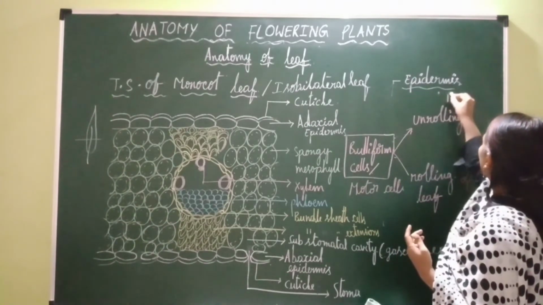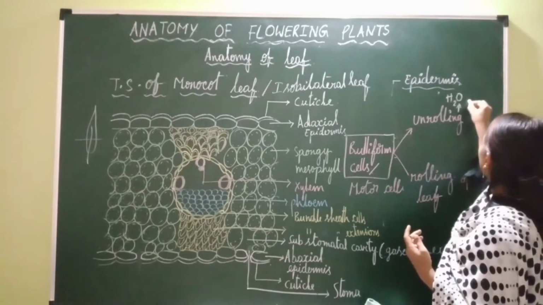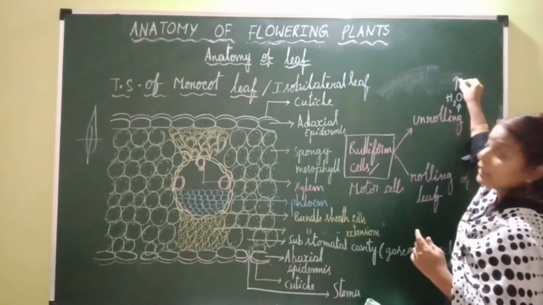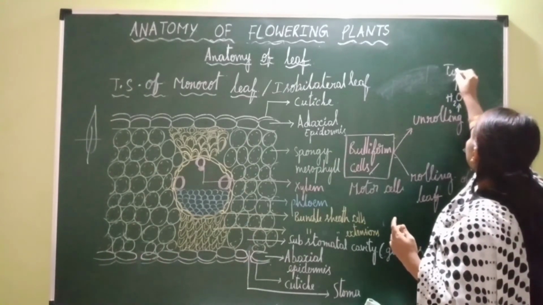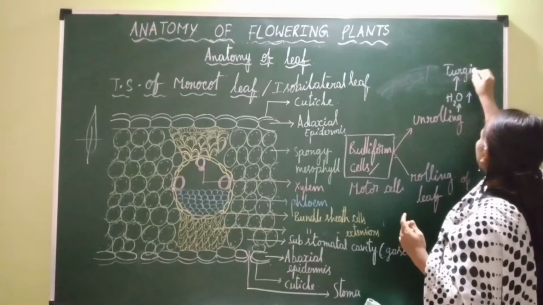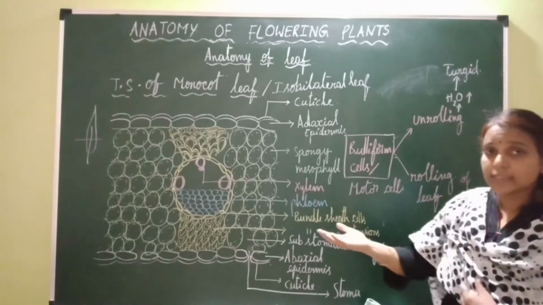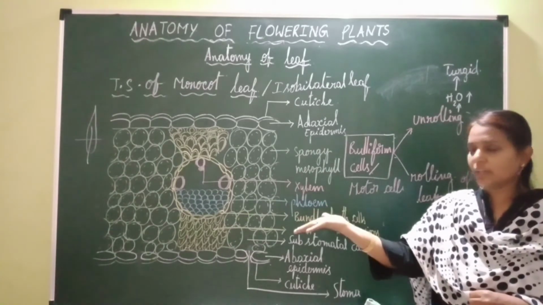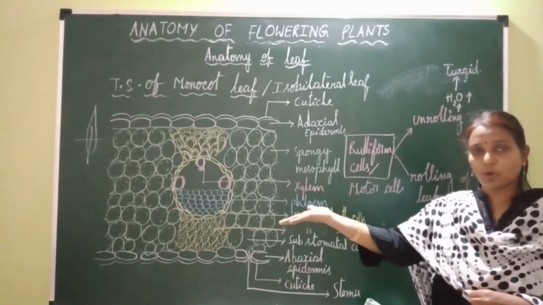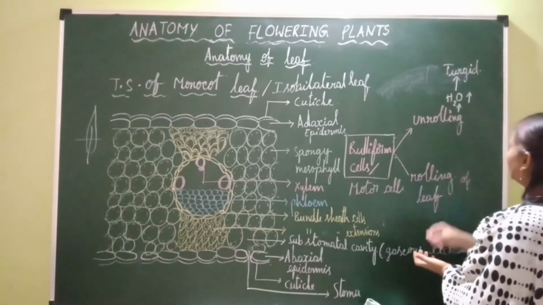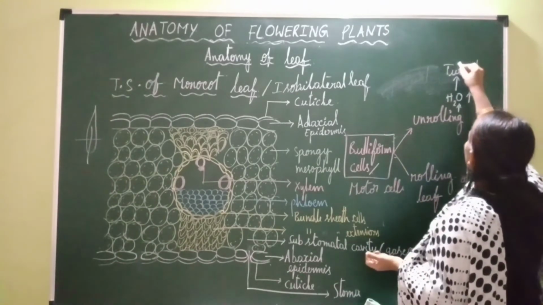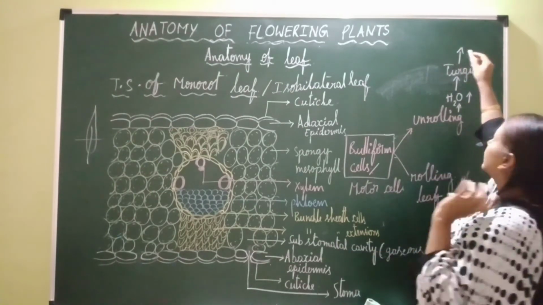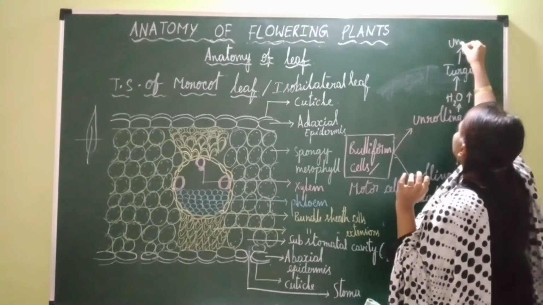So when more water is available to the plant, what happens? These bulliform cells absorb more water and they become turgid. When they become turgid, they result in exposure of the leaf, unrolling of the leaf, like this, exposure of the leaf properly towards sunlight. So it results in unrolling.